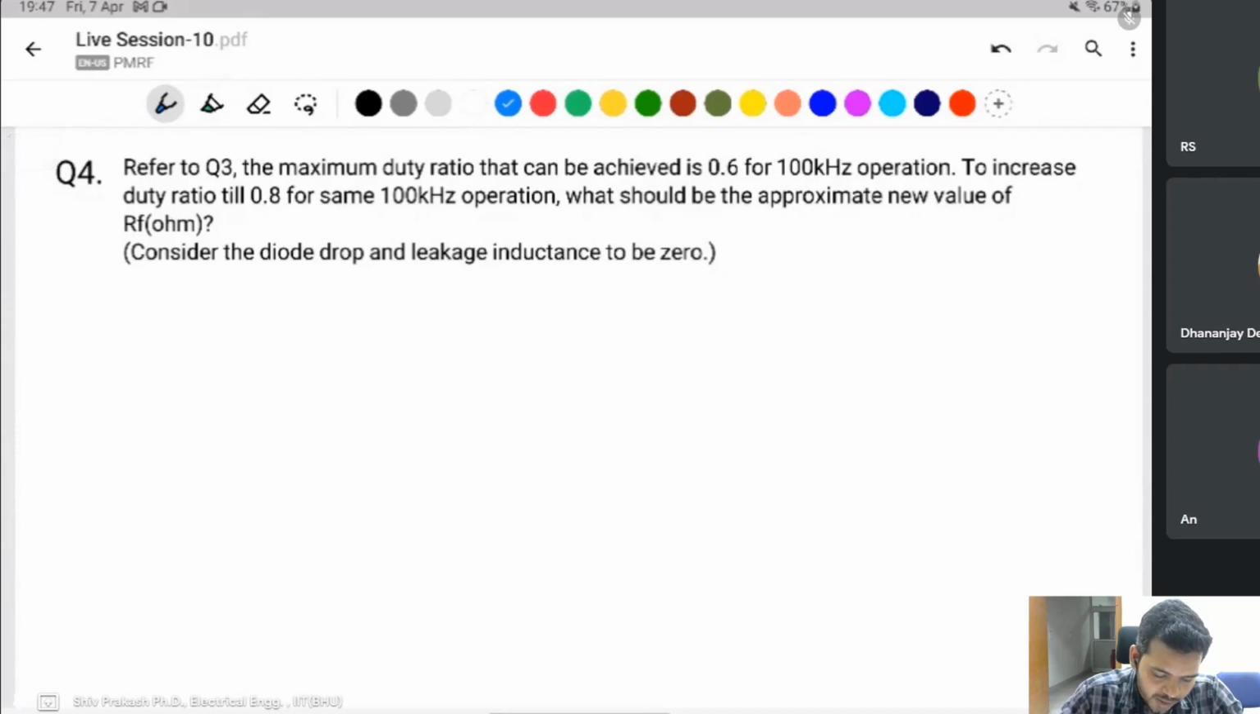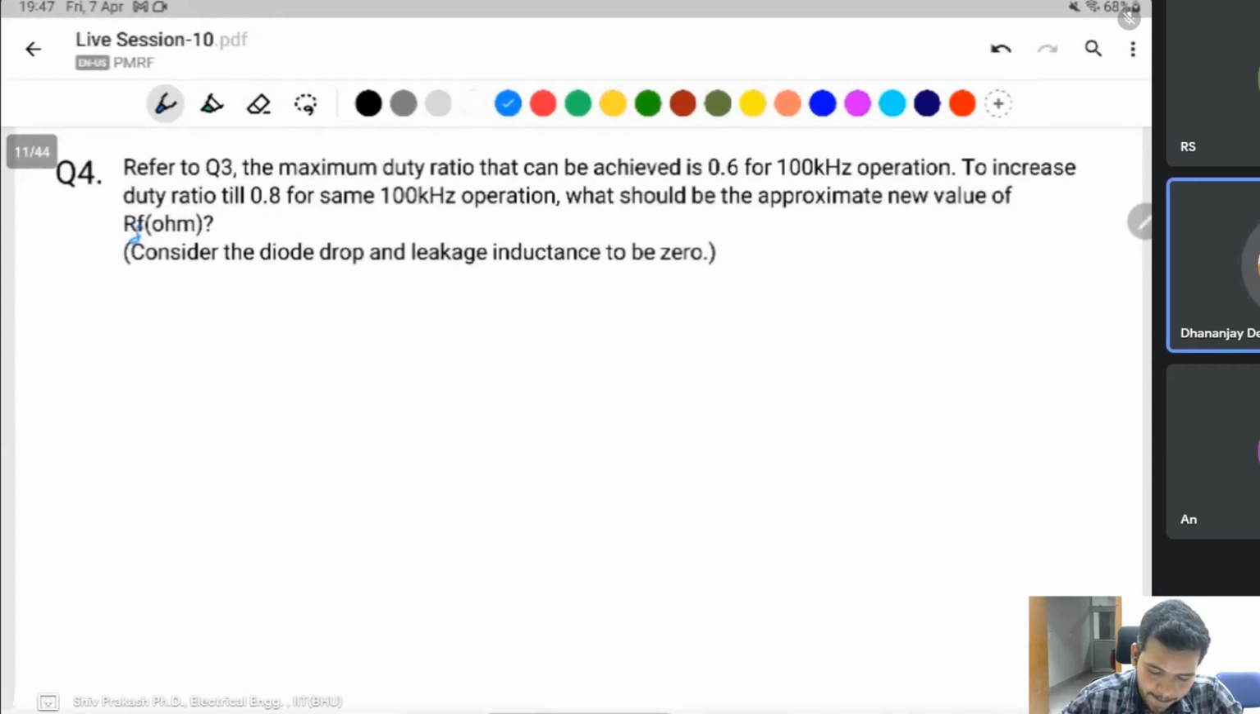Refer to question number 3. The maximum duty ratio that can be achieved is 0.6 at 100 kilohertz operation. To increase the duty ratio to 0.8 for the same 100 kilohertz operation, what should be the approximate new value of resistance? So now question 5.